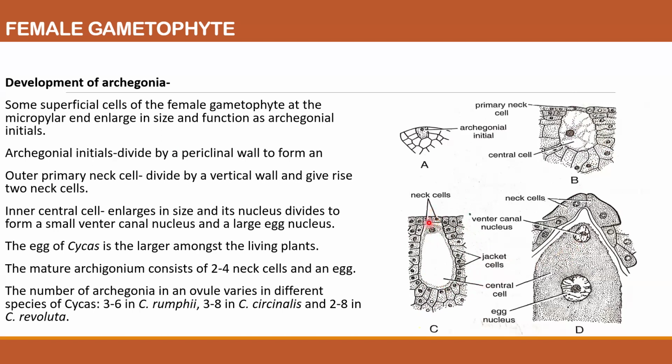We can see here the primary neck cell divides by anticlinal division to form two neck cells. Here these are the jacket cells and a central cell which divides into an egg cell nucleus and a ventral canal nucleus.